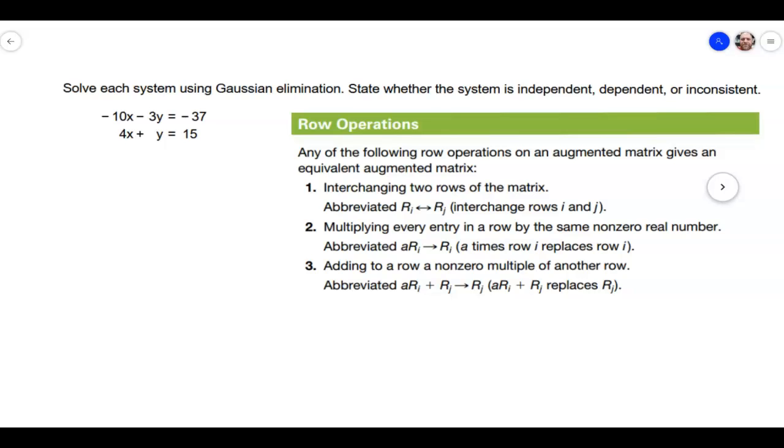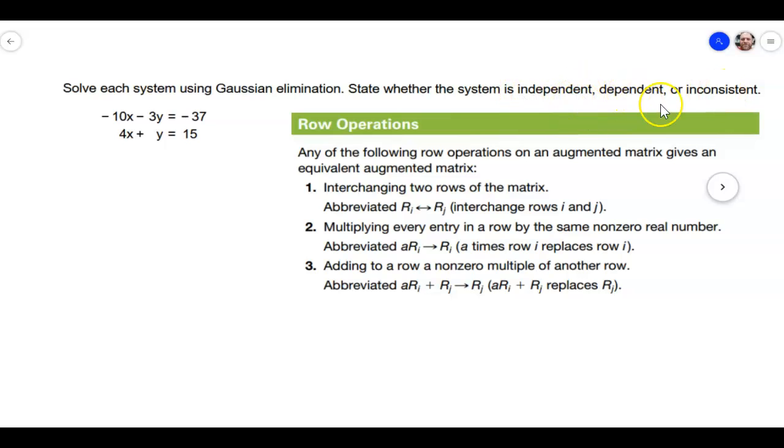Hey everybody, this is Mr. Beckstrom, and today I want to do an example. This is number 12 from section 9.1 on matrices. And here we're going to solve a system of equations using Gaussian elimination. And then we're going to state whether the system is independent, dependent, or inconsistent.